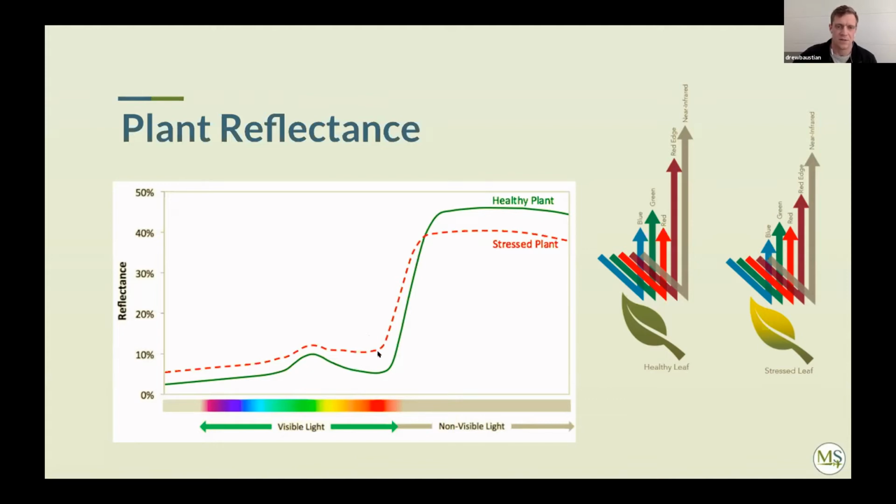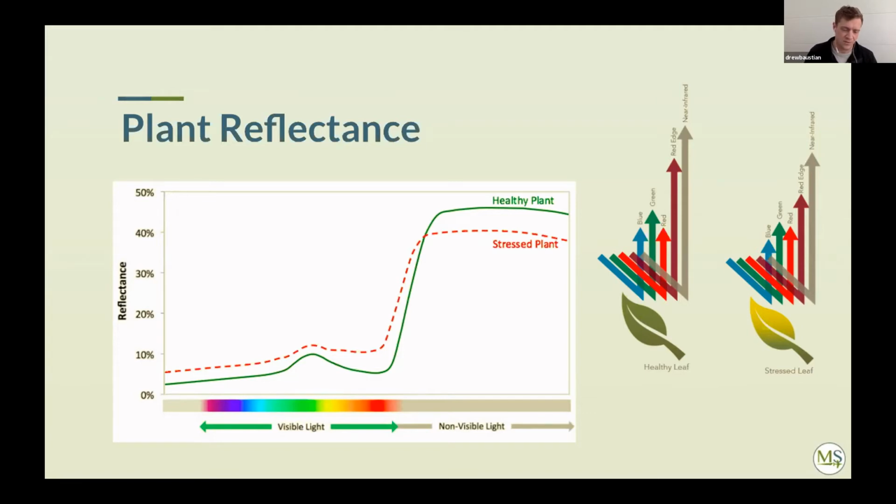So this is just an example of how plant reflectance shifts depending on a plant's health, essentially. Typically what we see is a higher reflectance in red when a plant is stressed, because it's not absorbing that light effectively. And then it has a decrease in reflectance intensity in the near infrared. That's true for a number of reasons.